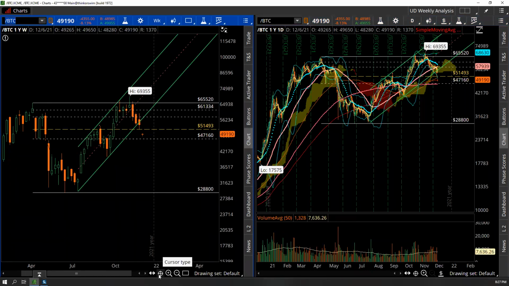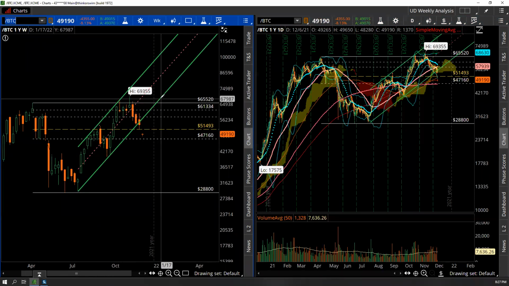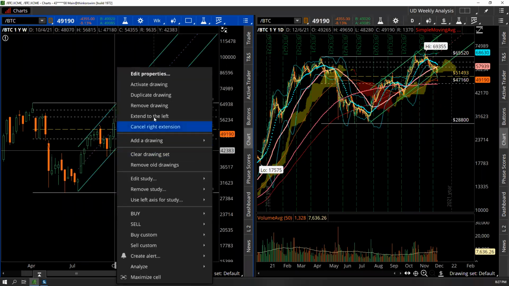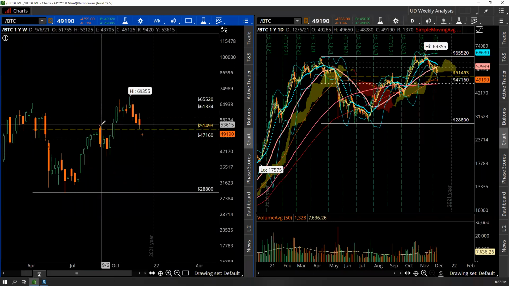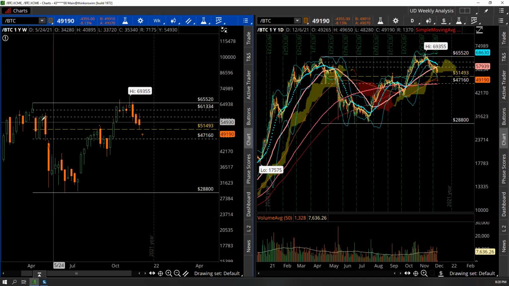But yeah, it's not good that it broke this channel support. And typically, whenever that happens, the move or the target price is going to be twice that channel height. So when we go and try to get that.